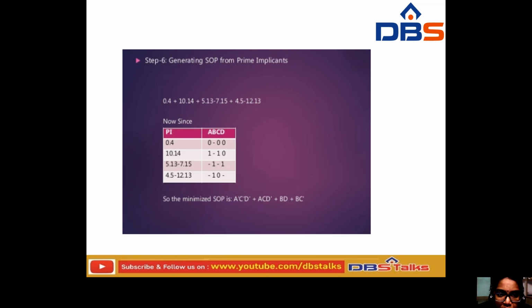We have to generate the sum of the products from the prime implicants, that is 0, 4, 10, 14, and so on. Just by this we are going to perform the Boolean expression. We are getting the Boolean expression here.